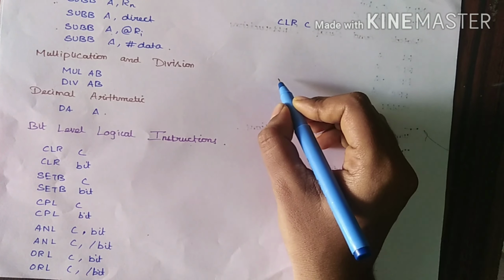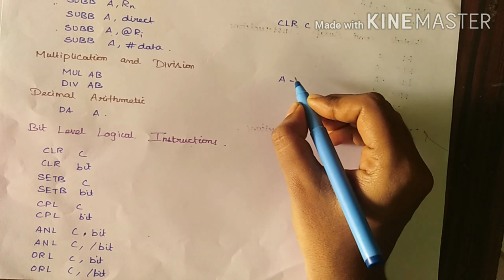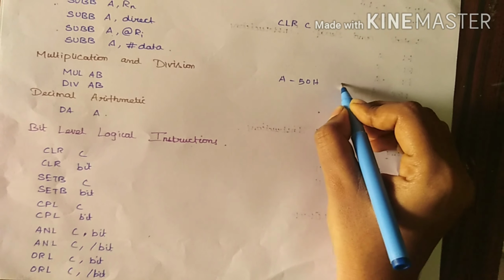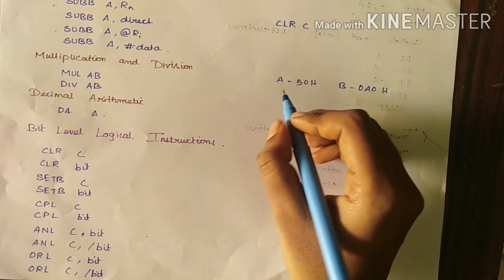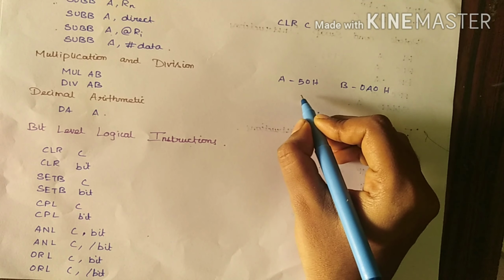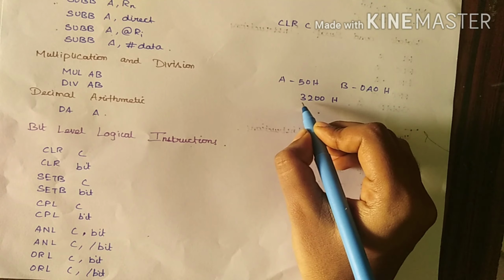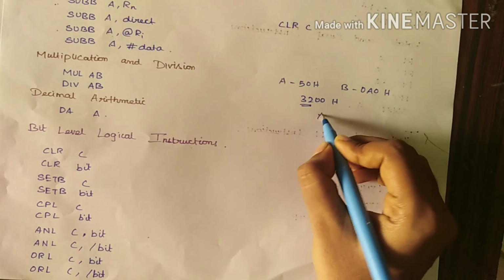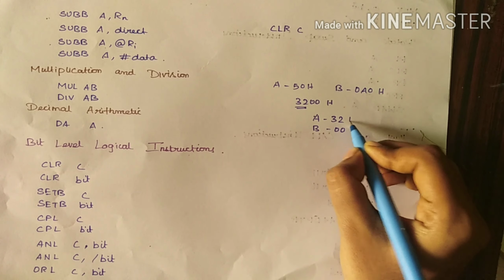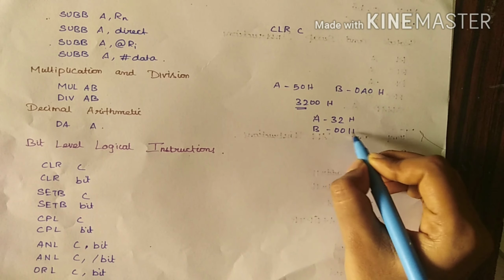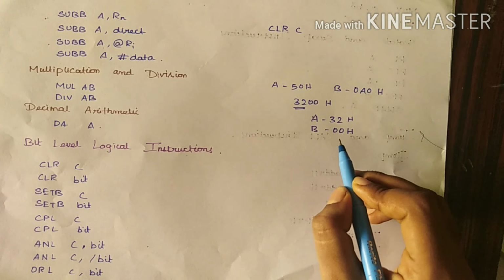For example, let us consider that the accumulator has the value of 50H and the B register has the value of 0A0H. On multiplying this, we get the value of 3200H. Now this 32 will be stored in the accumulator and this 00 will be stored in the B register. That is, the B register will be set to 0.